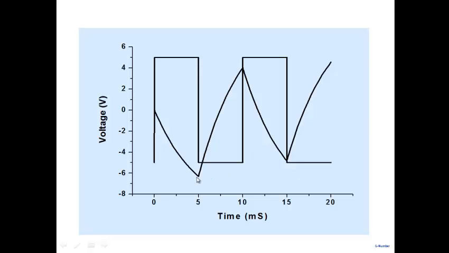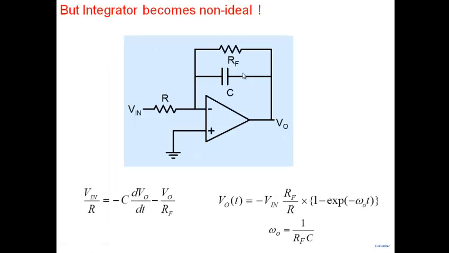If it's a good integrator, the charging should be linear: linearly charge and linearly discharge. And we see that there is non-ideality in the integrator. And this non-ideality is coming why? Because we have to put an RF here.